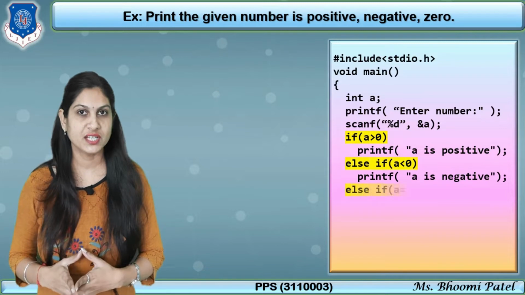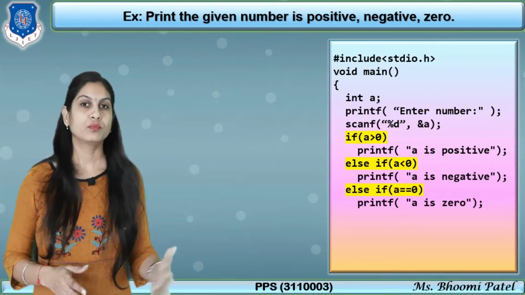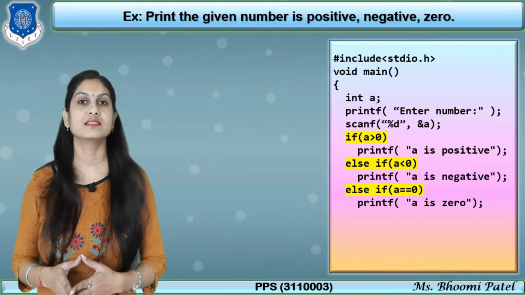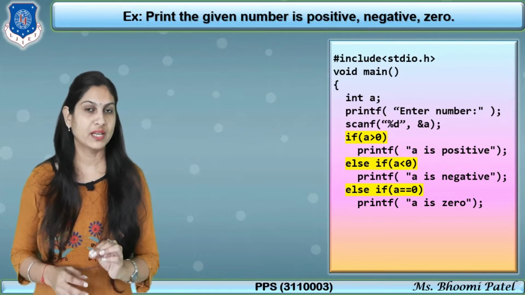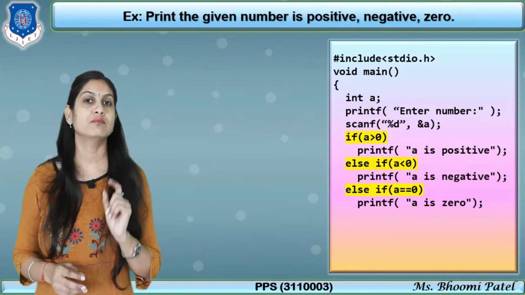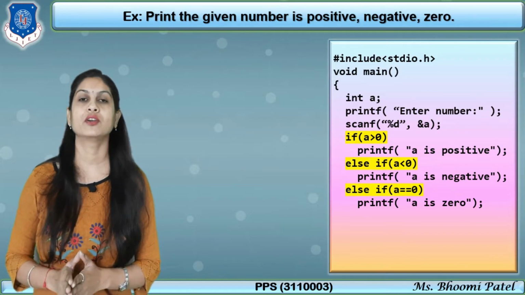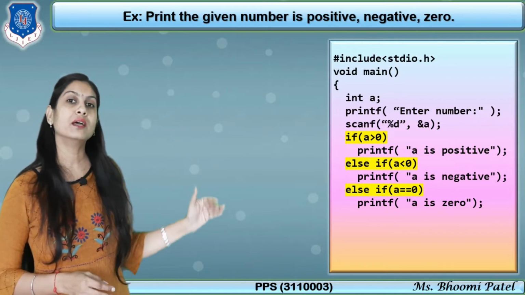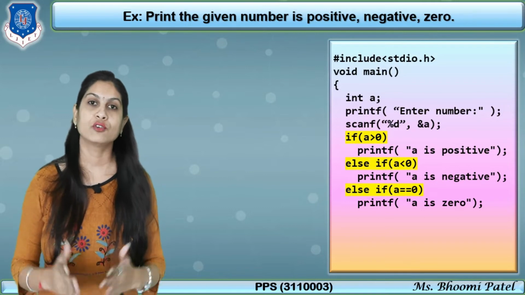And the third condition is what? a == 0. So in an else if we have to put that condition, and if it is true, the message is just "it is 0". Clear? One thing you have to remember here, the double equal sign must be used, because it is a comparison, a relational operator, not an assignment operator.